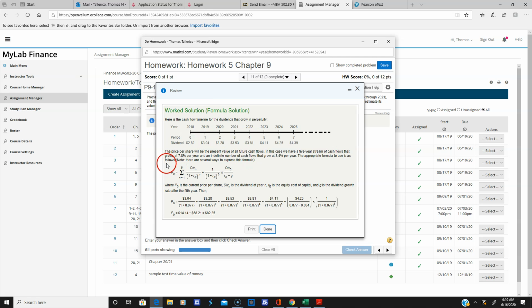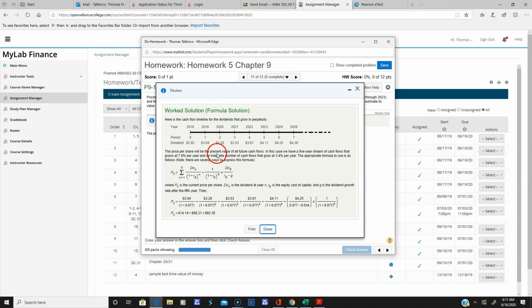The appropriate formula to use is as follows. And here's the equation, and you notice there are several ways to express this formula. The sigma means sum, add up. So everything to the left is just the sum of the first 5 cash flows. You put the dividend up here, here's your cash flow, and here's your equity cost of capital. You're going to do this for 5 years, N is 1 to 5, because that's all known.